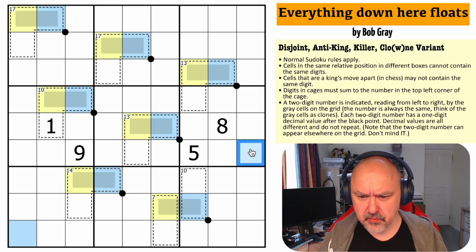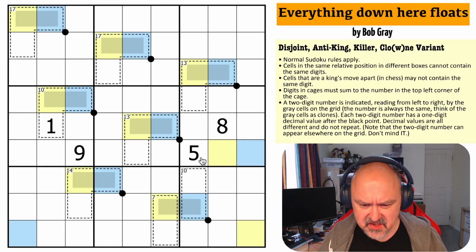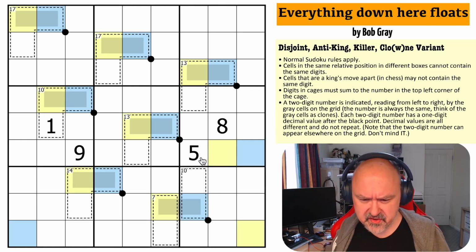But if this is blue, that can't be yellow, because yellow and blue are different. So yellow is in one of those two. So this is yellow, and now this is yellow. Okay. So now we know the position of yellow and blue throughout the grid, but I don't know what they are.